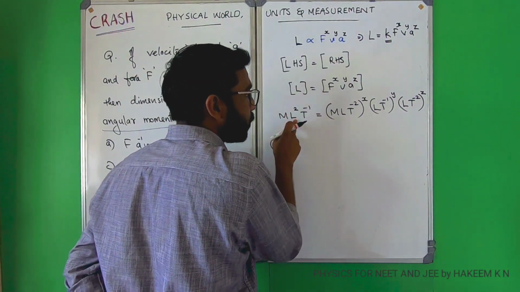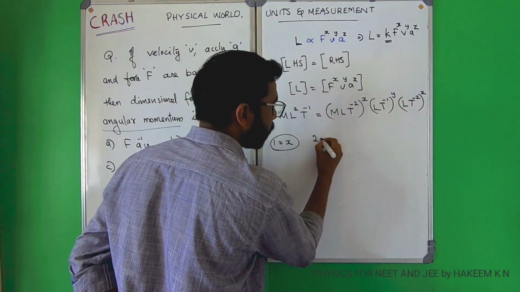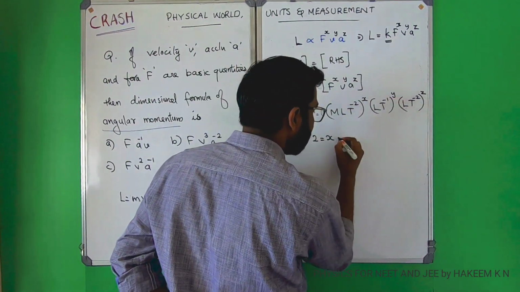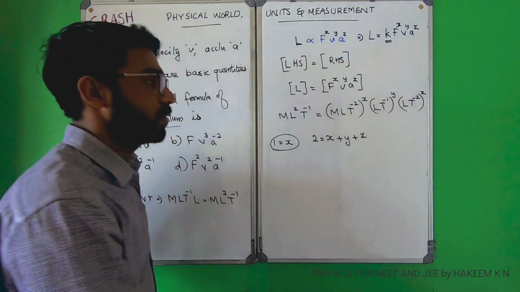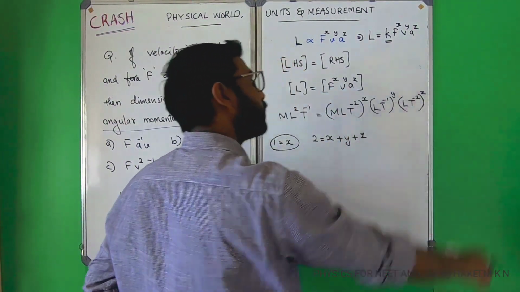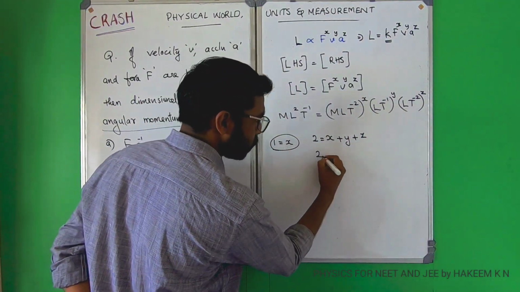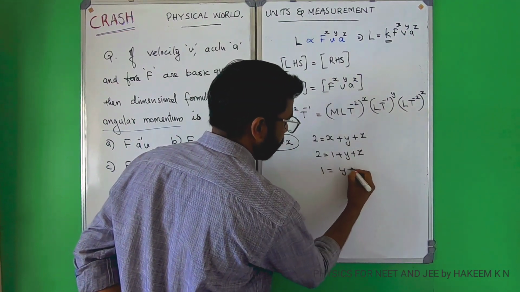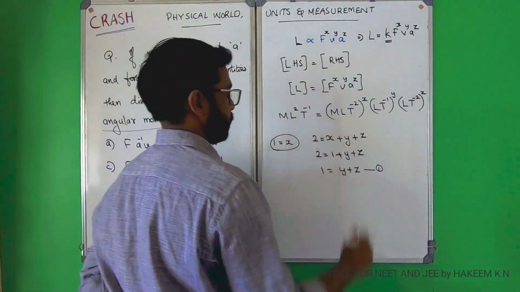Taking powers of L. Here L power 2 equal to L^x, L^y, L^z, that is x plus y plus z. So 2 equal to x plus y plus z. So x is 1, right? So 2 equal to 1 plus y plus z. 1 will come here: 1 equal to y plus z. We will get a relation like this while substituting the value of x.